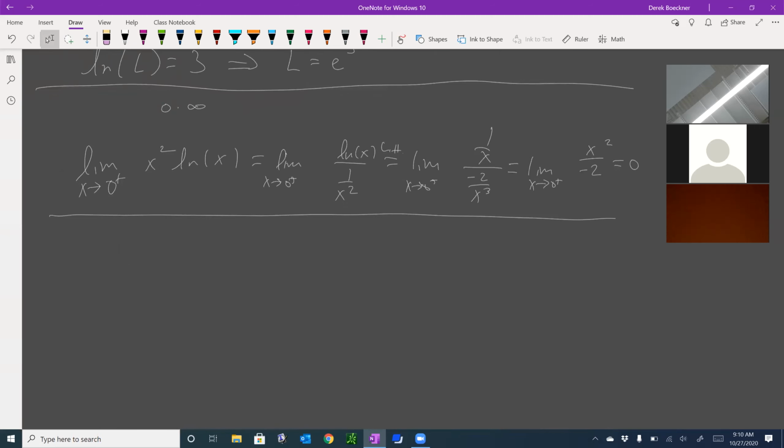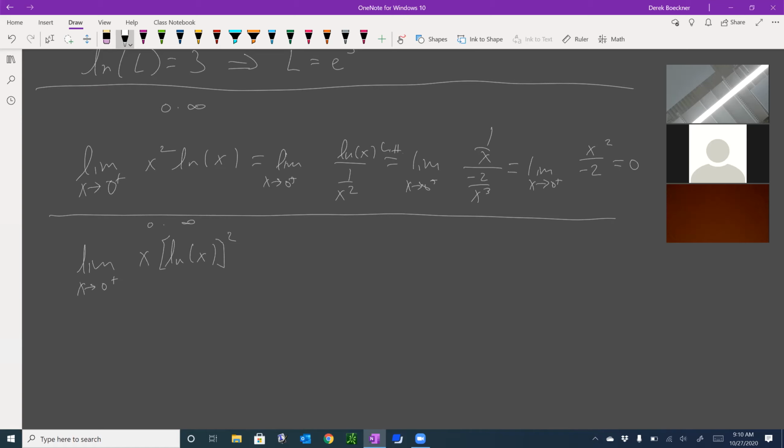Let's try a different one. Let's try the limit of x times (ln of x) squared. Okay, so I still go to 0 times infinity, right? But this infinity is like double infinity. So this is like 0 times infinity squared in some sense. So let's see what this one does.